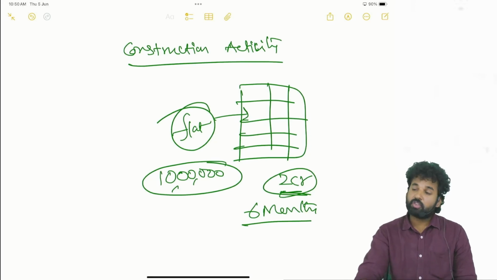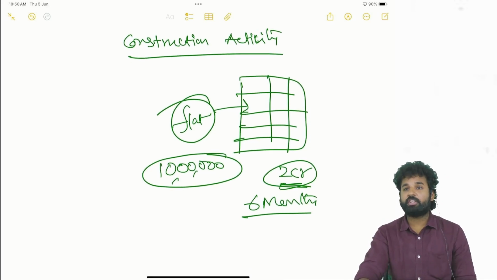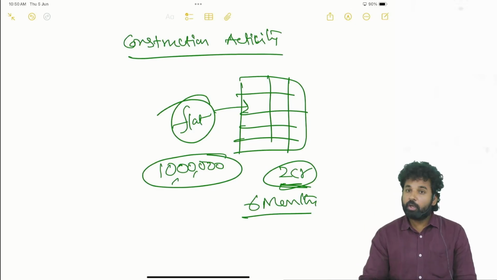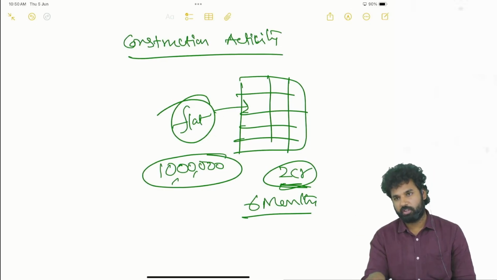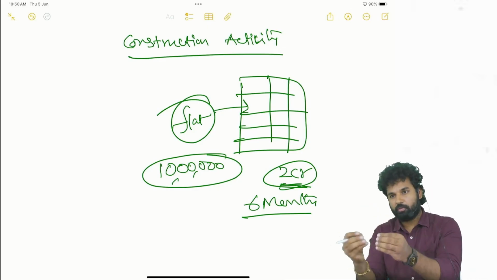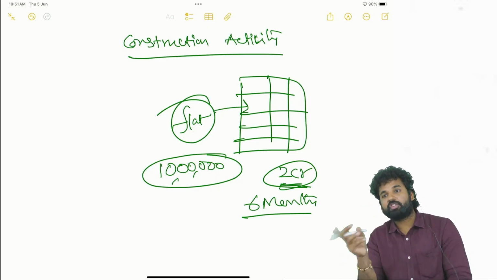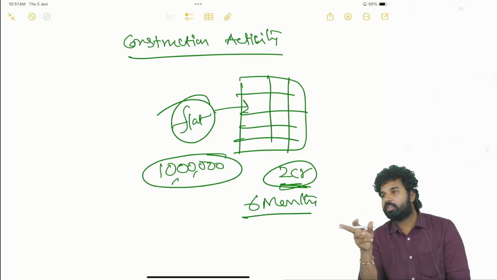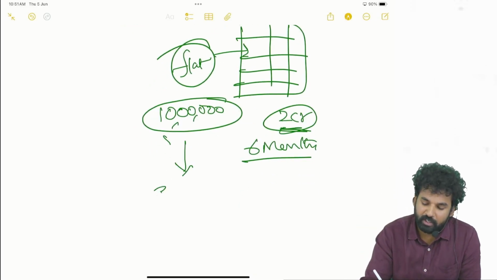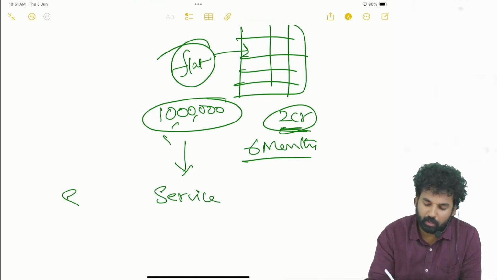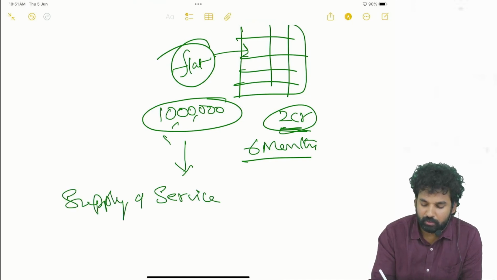Okay. So in this case, the consideration is being paid. Part consideration is being paid to the builder, to the construction company, during the process of construction. In a way, we can look at the transaction as paying them for constructing a building. So this can be treated as a service. Supply of service.